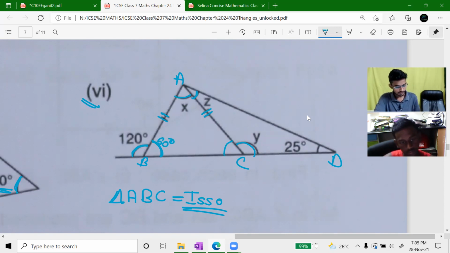And we know that these angles are equal to each other. Both A and C will become 60 degrees. Can you find out x? 60 plus 60 is 120 degrees.